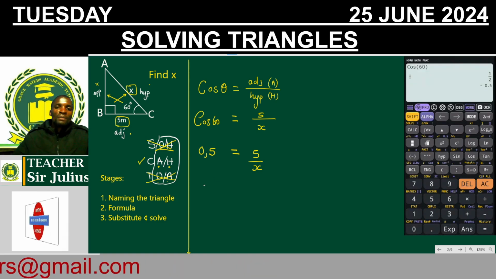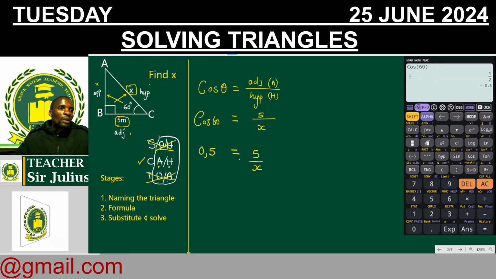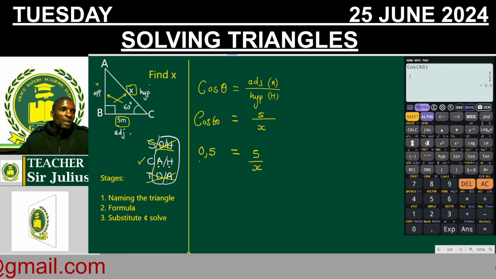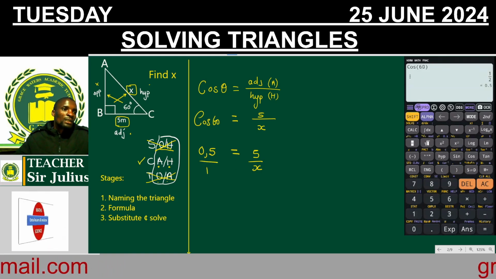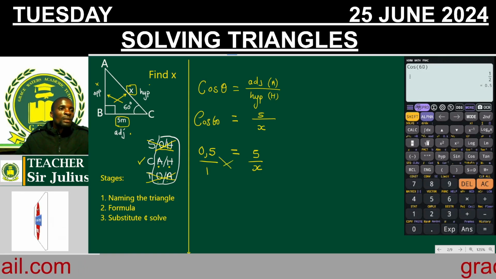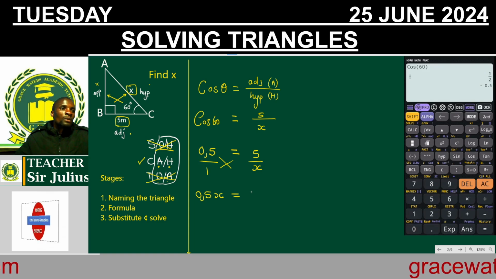Okay, so that means here what we are going to do now with this question, we just make both sides fractions when we want to remove fractions, and then we cross multiply. That's the law of removing fractions. So we have 0.5x is equal to 5.